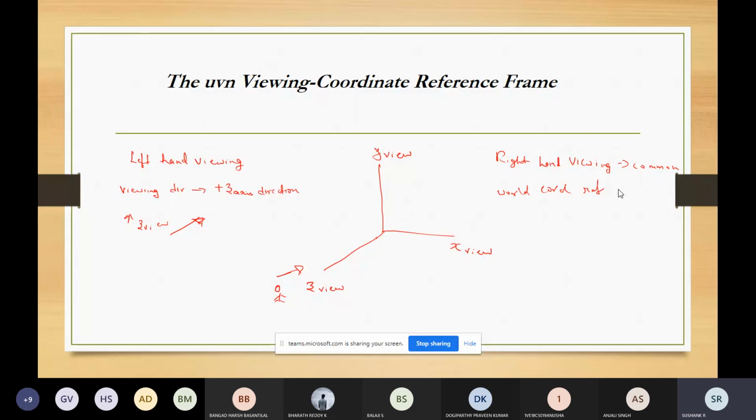The right-hand viewing system is most commonly used. Why is it most commonly used? Because the orientation is the same as the world coordinate reference frame.